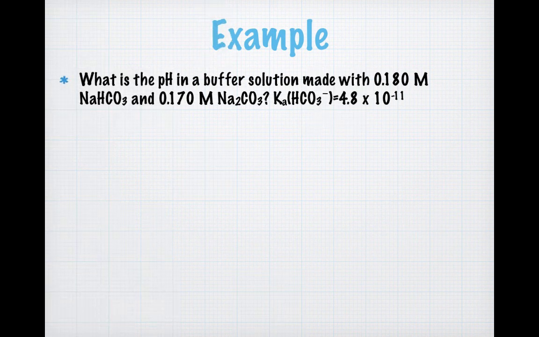Let's take a look at an example of how we use the Henderson-Hasselbalch equation. Here we want to know what the pH is of a buffer solution made with 0.18 molar sodium bicarbonate and 0.170 molar sodium carbonate, Na2CO3. And we're given the Ka of bicarbonate ion at 4.8 times 10 to the minus 11.